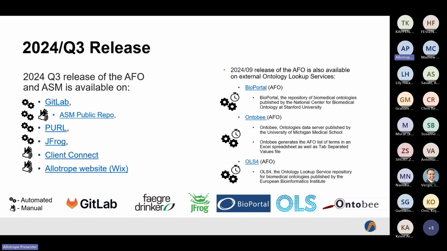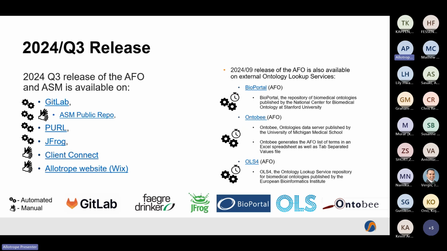We also have the Perl server that's been mentioned earlier. We have a JFrog Artifactory that all of these things get packaged up and put in, as well as Client Connect and the Allotrope website. In addition to that, the ontologies are all stored on everyone's favorite ontology lookup services.